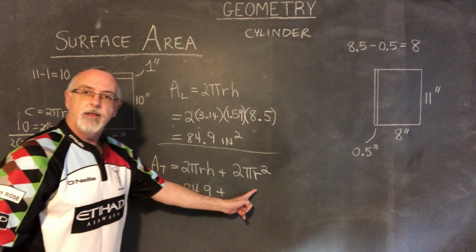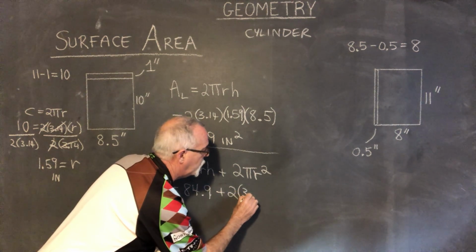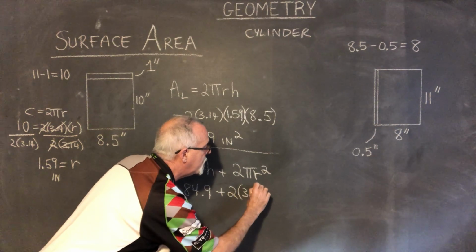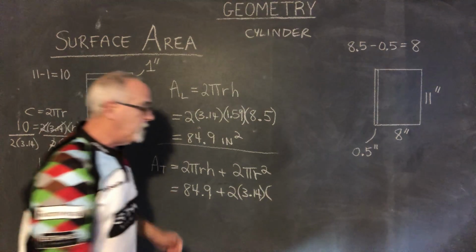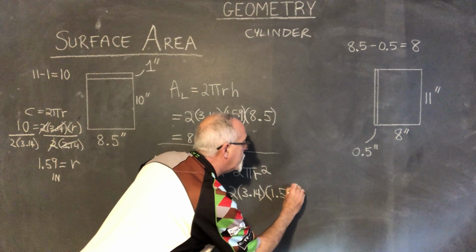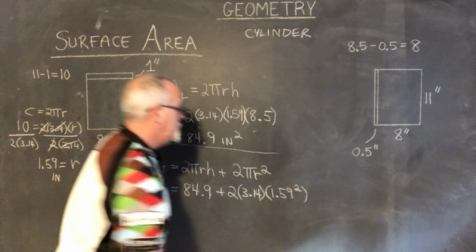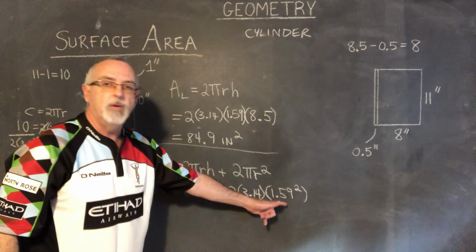But I'm going to fill in the 2 pi r squared part. 2 is of course, I'm just writing a 2, but pi I'm rewriting as 3.14. The r, it's the same r. It's that 1.59 that we found earlier. So that came in handy more than once. But that r now has to be squared. So 84.9 plus 2 times pi times 1.59 squared.